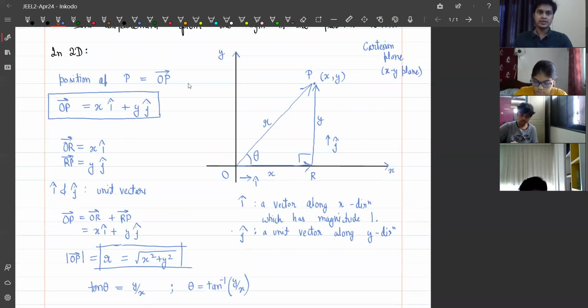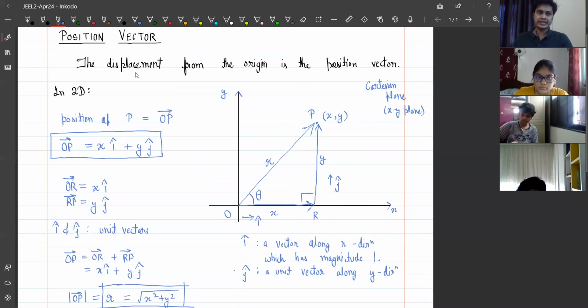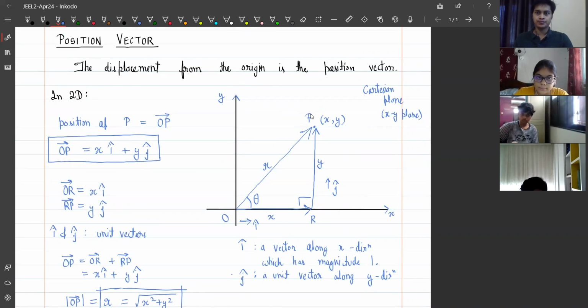So here we have learned the position vector. Position vector is the displacement from the origin. If we have a point P, we can write this as x i cap plus y j cap. That is the position vector of point P.